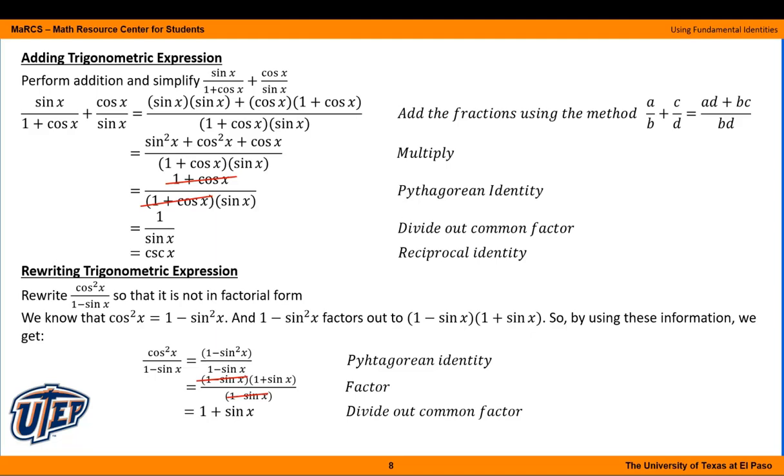The second example focuses on rewriting an expression. We start with cosine squared x divided by 1 minus sine x. Using the Pythagorean identity, we replace cosine squared x with 1 minus sine squared x. Then we factor the numerator as a difference of squares. This creates a common factor that can be canceled. After simplifying, we're left with 1 plus sine x. Again, notice how often algebra and trigonometric identities work together.